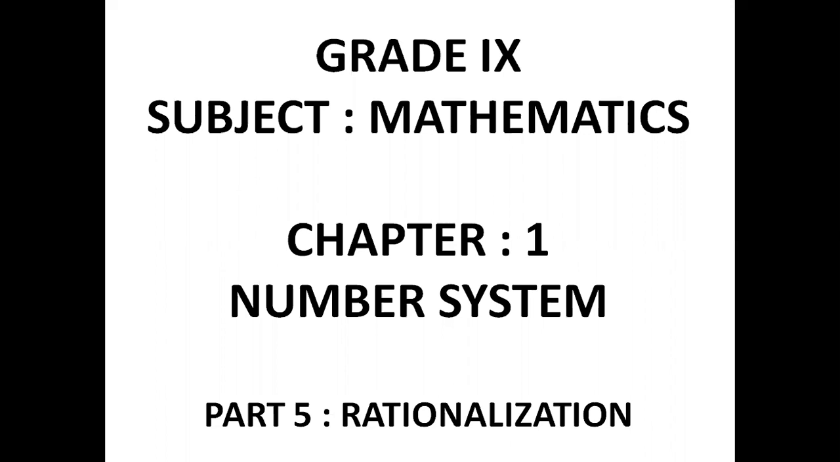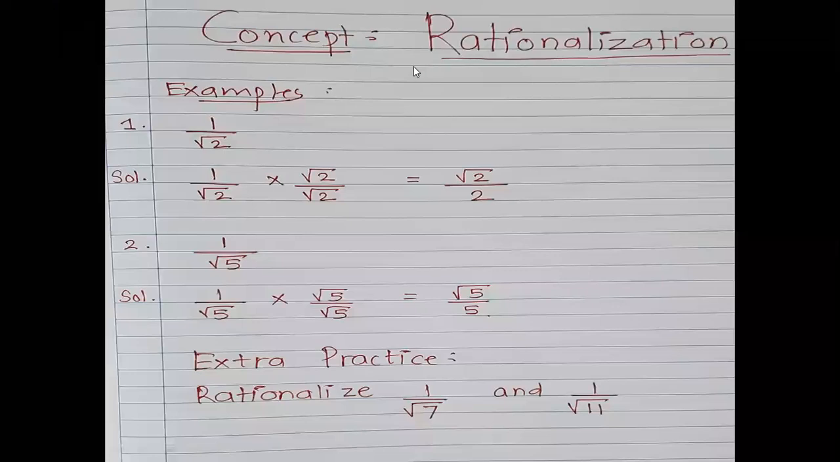Rationalization is a method wherein the irrational denominator is converted to a rational number. I repeat, rationalization is a process wherein the irrational denominator of a given number is converted to a rational number. I hope this is clear to you all now. If not, let's solve a few questions, examples to get a better understanding. Let us understand the method of rationalization by solving a few questions.